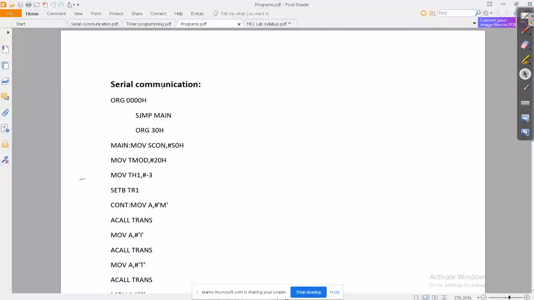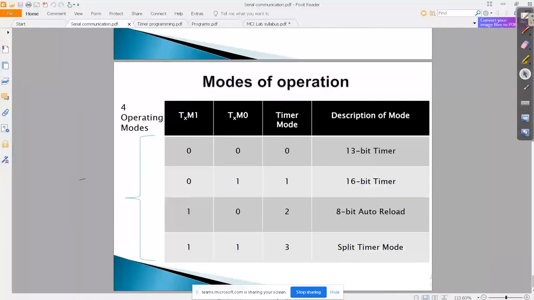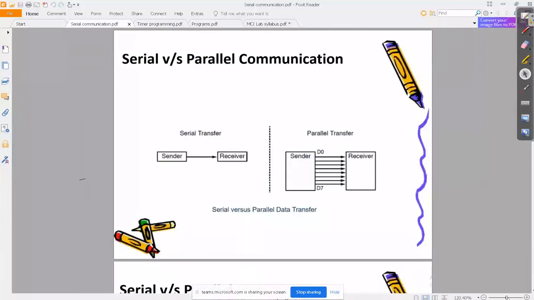Suppose here you can see MOV SCON, #50h. Why are you taking only 50h? As well as MOV TMOD, #20h. Why are you taking only 20h? Those things we should know. Simply writing a program is not the point. We have to know why we write everything, then only will we understand. So for that, we are going to have this lecture. Okay, I think it's visible to you.